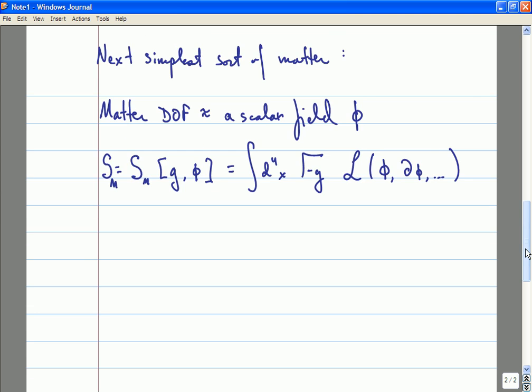So even before considering the coupling to gravity, what I would like to do is just consider a scalar field phi in Minkowski space.